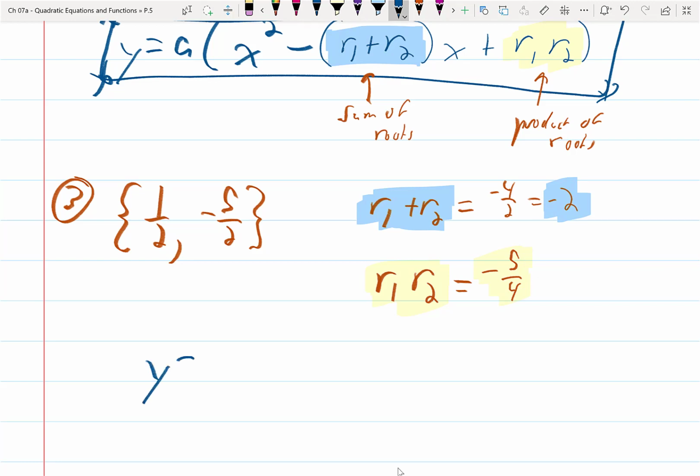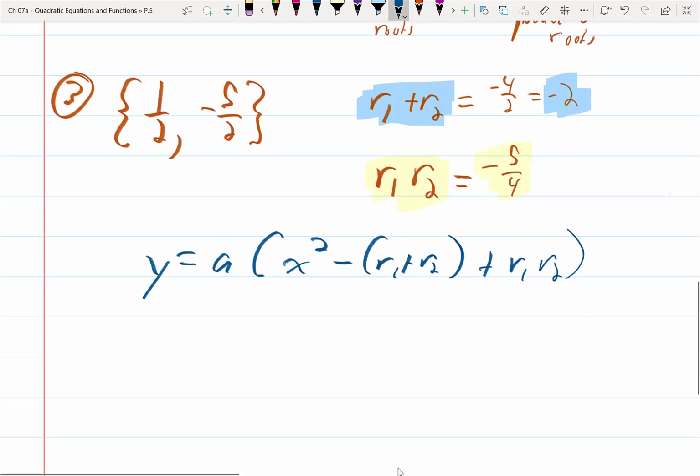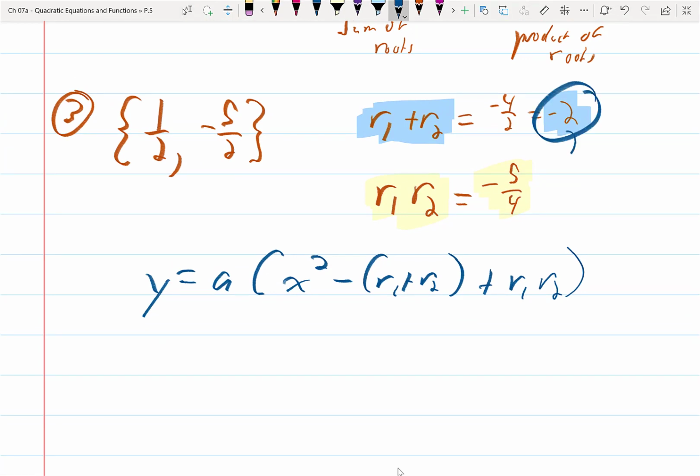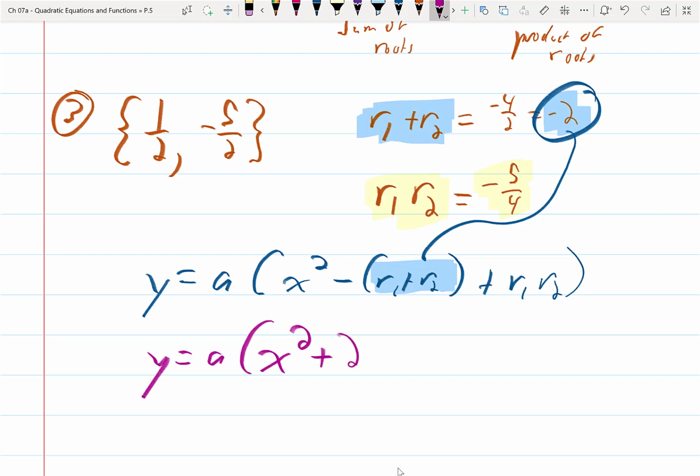And what I need you guys to do is now say y is equal to A, x squared minus R1 plus R2 x plus R1 times R2. You're going to substitute. You're going to take this negative 2 and substitute it in for R1 plus R2. Y equals A, x squared minus, what is R1 plus R2? So minus negative 2 gives me plus 2 times x. And then plus R1 R2 is plus negative 5/4, so minus 5/4.